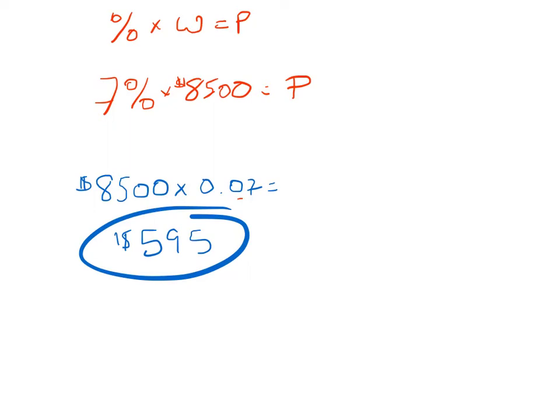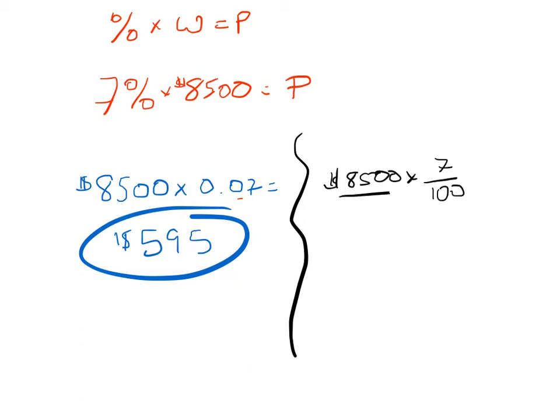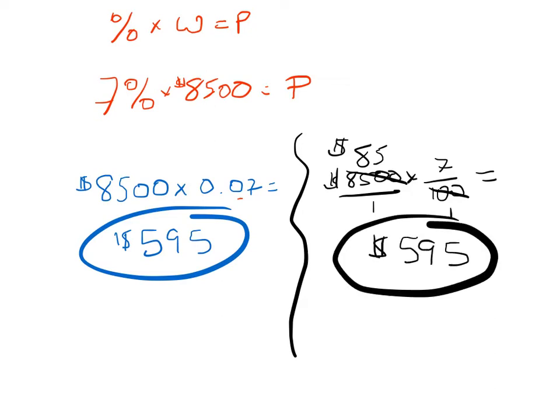If I did want to use a fraction, I can do that. We'll do 8,500 over here times 7 over 100. 7% is 7 over 100. Put that over 1. I can make that a 1 and make that an 85. Take out the 2 zeros from each of them. 85 times 7, that'll be 595. So again, our two answers are exactly the same. We've used a decimal or I've used a fraction.